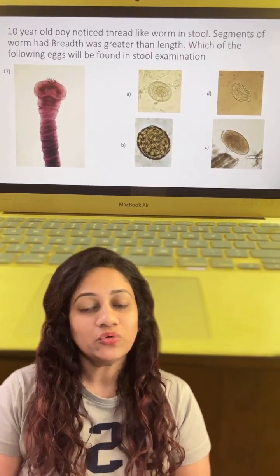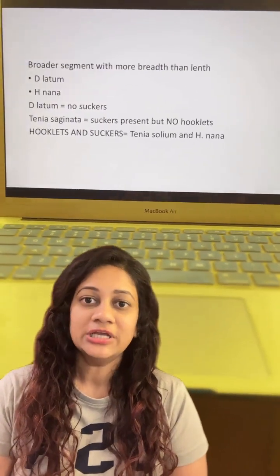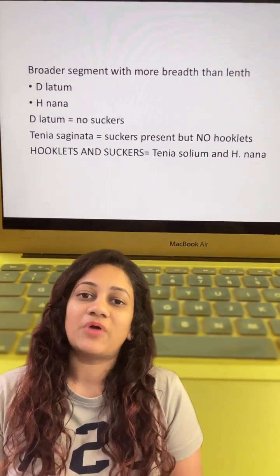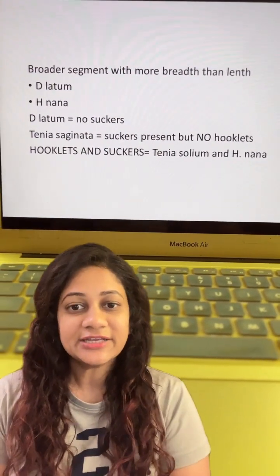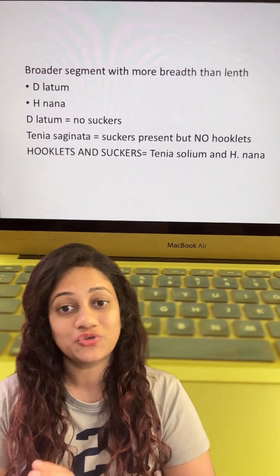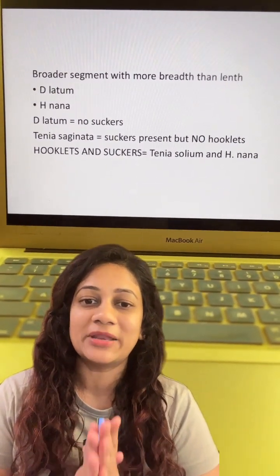Now let me tell you certain key points before coming to the answer. Broader segments with more breadth are found in D. latum. D. latum has no suckers. Taenia saginata has suckers but it has no hooklets. Hooklets and suckers both are found in Taenia solium and H. nana.